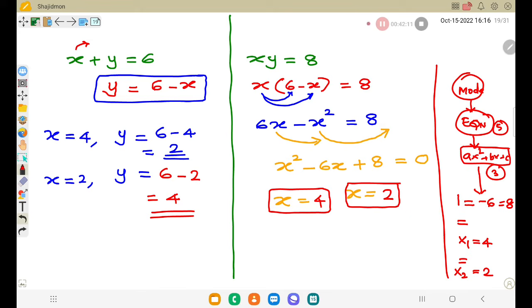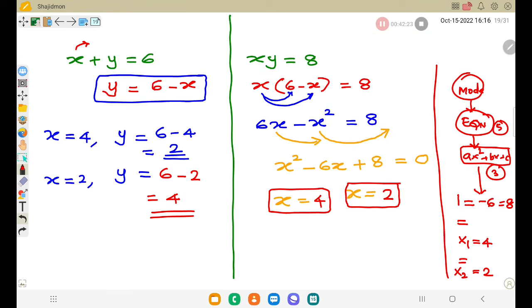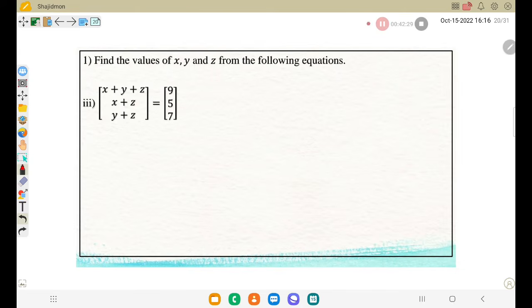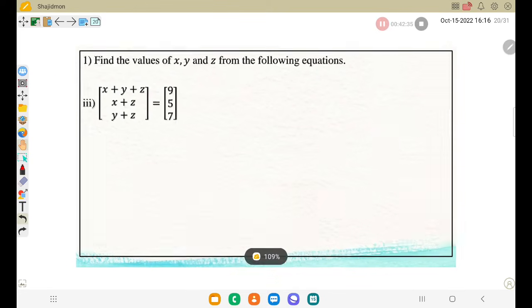So these are the values of x and y. x equal to 4, y equal to 2. x equal to 2, y equal to 4. And z we already calculated here, z equal to 0. I hope you understood how to do this question. Simplification you can do by calculator, as I told here, in the same way. Okay, now let me go to question 1, third part.